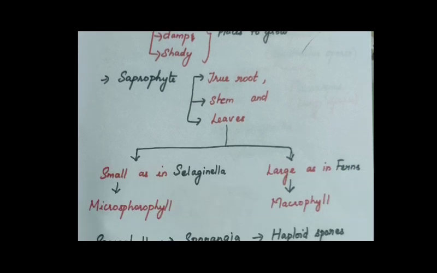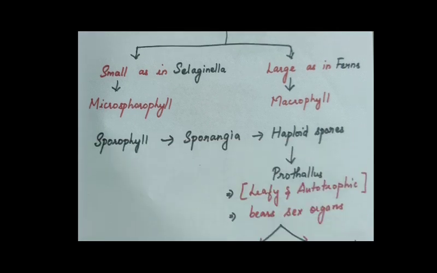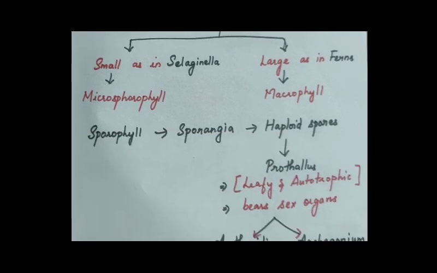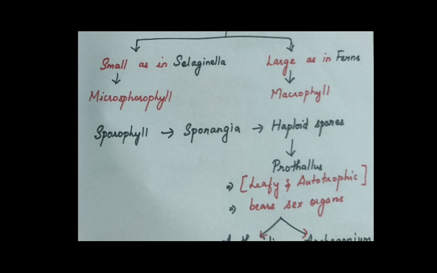The leaves, if they are small, are called microphyllous, as in Selaginella. If they are large, they are macrophyllous. So microphyllous and macrophyllous are there. An example for macrophyllous is ferns. From the sporophytes, the sporophyte bears sporangia.